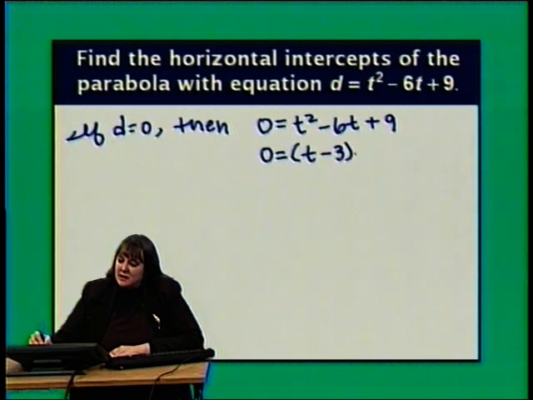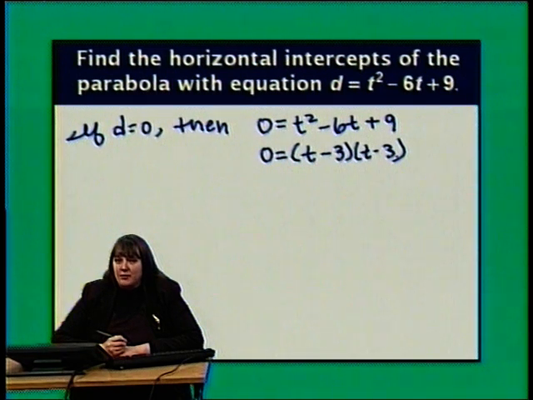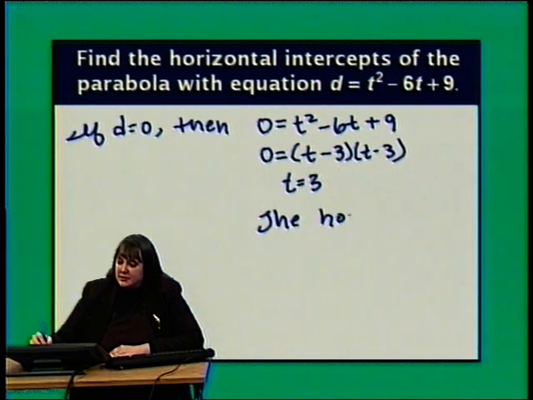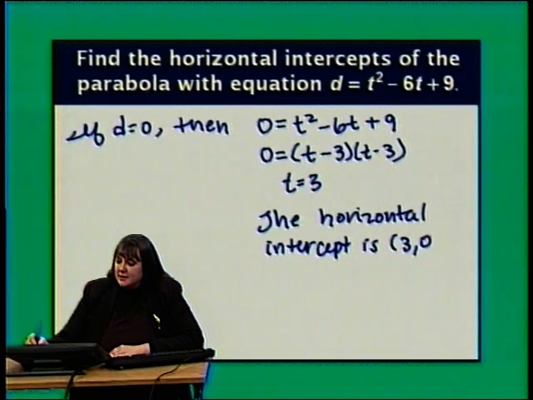Negative 3 times negative 3 will give me the constant positive 9 at the end, and negative 3 plus negative 3 will give me the coefficient of t, which is negative 6. So now the zero product property tells me that t has to equal 3. It looks like this parabola only has one horizontal intercept. So that horizontal intercept is 3, 0. Let's look at a graph.